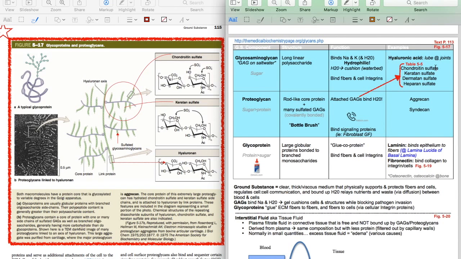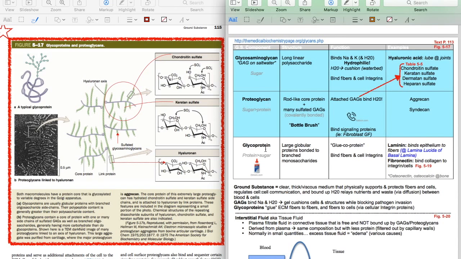You know that there are only two types of GAGs. There are hyaluronic acid and there are sulfated GAGs, and the sulfated GAGs are chondroitin, keratan, dermatan, and heparan sulfate. So you're not going to make that mistake because you know the GAGs. You might not remember the names of the proteoglycans, but you can guess because you see can, proteoglycan.